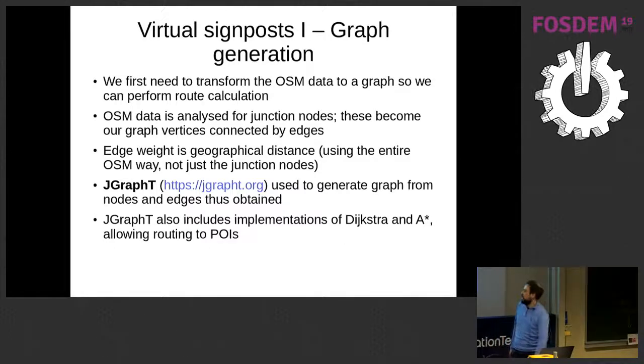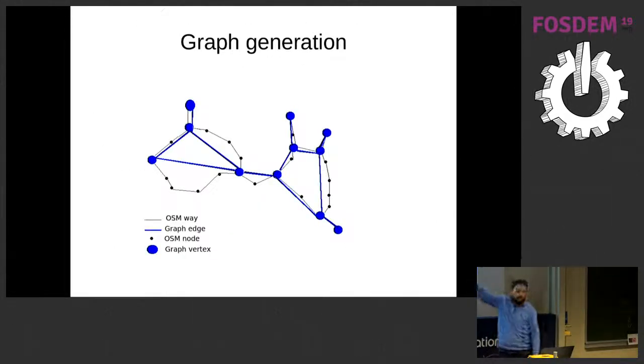So that's just a quick diagram. The things in black are the underlying OpenStreetMap network. The blue is the structure of the graph. You can see that the graph is a simplified version of the network, where each vertex on the graph corresponds to a junction node in OSM. And then my edges store the actual geographic distance between the vertices. That distance is the full distance along the OSM way, obviously not the as the crow flies distance between the two vertices.